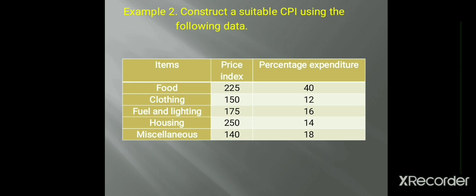That completes the question. Now let us look at the notation part. Here the second column heading speaks about the price index of different groups of items and it is denoted by capital P. And for the next column, percentage expenditure, we will assign the letter W.